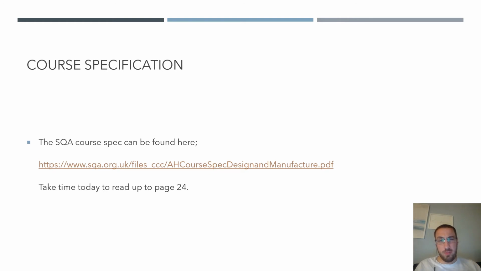What I'd like you to spend some time doing today is click on this link or go to SQA Design and Manufacture Advanced Higher Course Specification, click on the course spec, and read from the start down to page 24. Really highlight to yourself the topic areas. If you want to make notes of these in your class notebook, you can, with the thought that we want to make sure that we're covering every single bit of the course. So that's why I want you to look at it and ask, do I know every single bit of this course? Can you go do that just now?